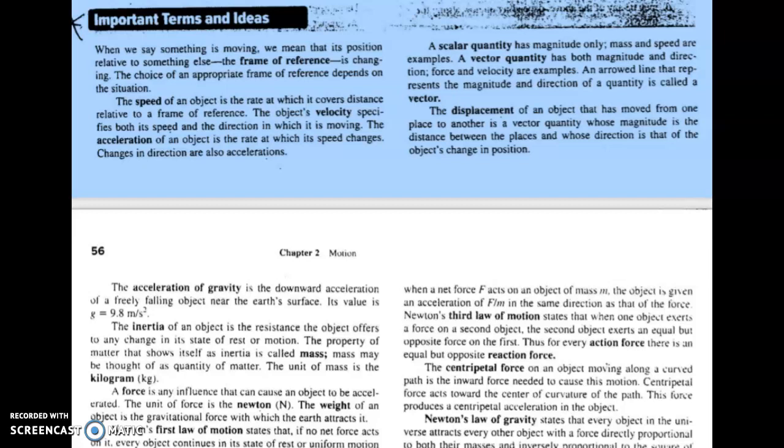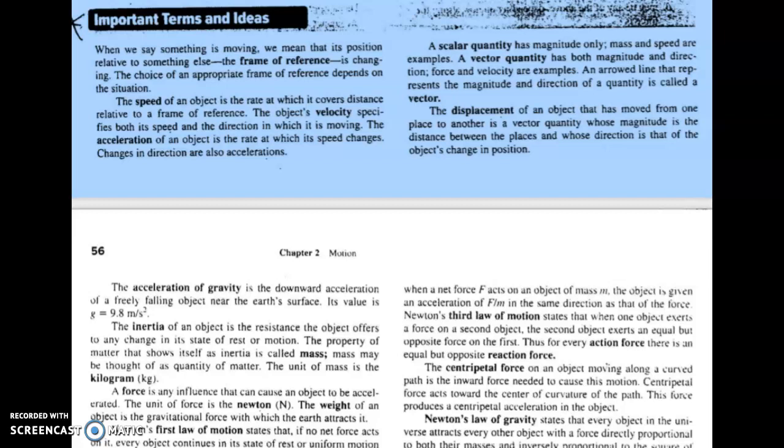So in this video, we will talk about the important terms and ideas for Chapter 2. And these, once again, are the bold-faced words. We will talk about frame of reference. That is to say, motion is relative. And we will talk about speed, scalar quantities, vector quantities, and displacement.